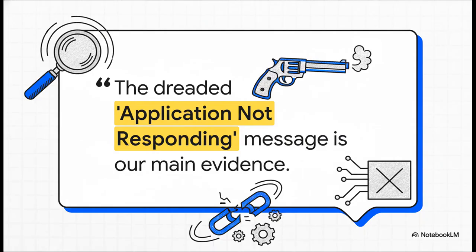So every investigation starts with a key piece of evidence, right? For us, it's this, that feared "application not responding" dialog. This is our smoking gun. It's the final, absolute proof that something has gone horribly, horribly wrong inside our app. But the real question is, what leads up to this total system failure?